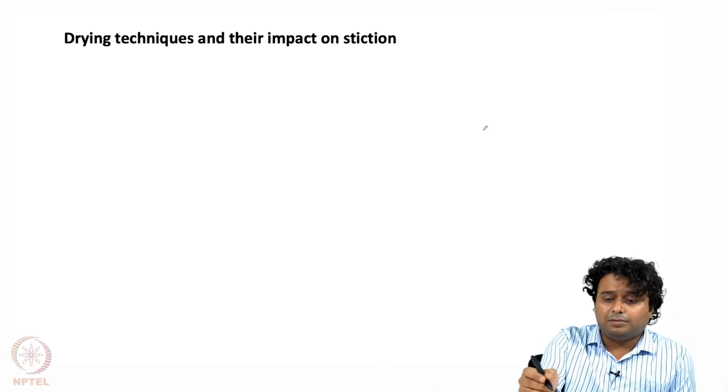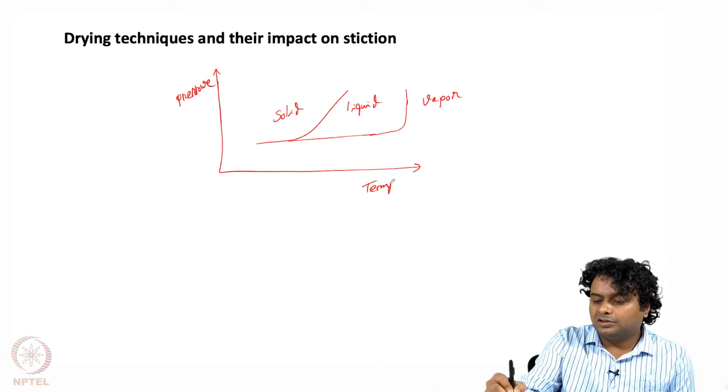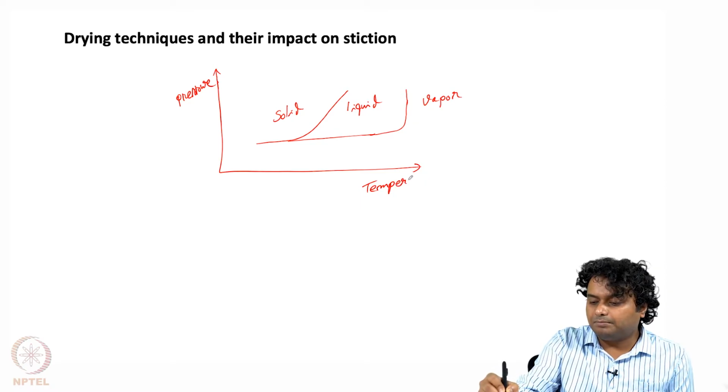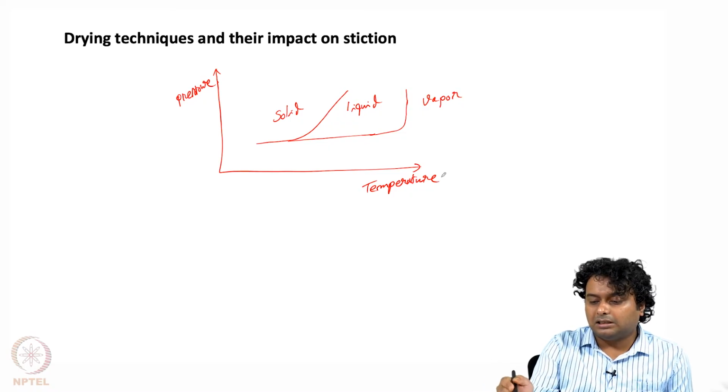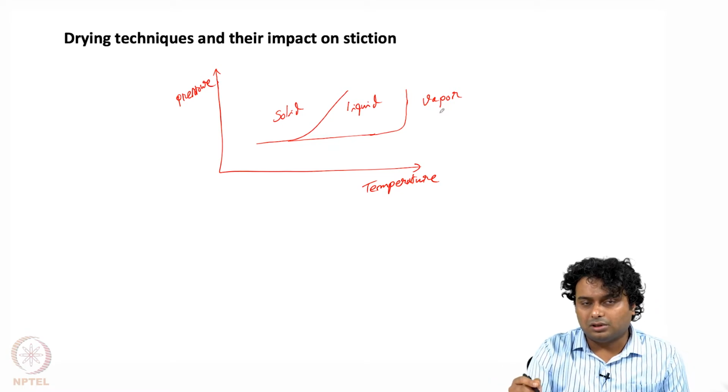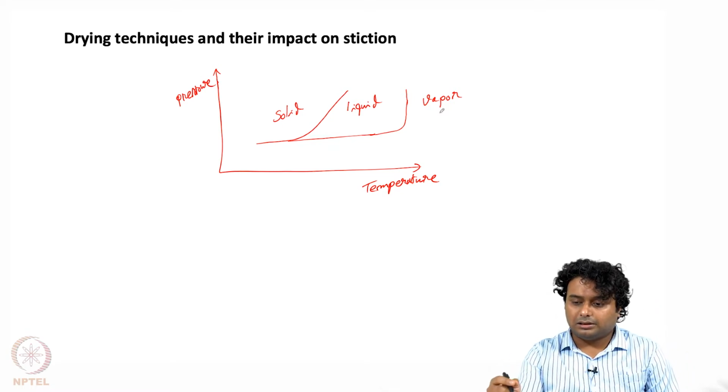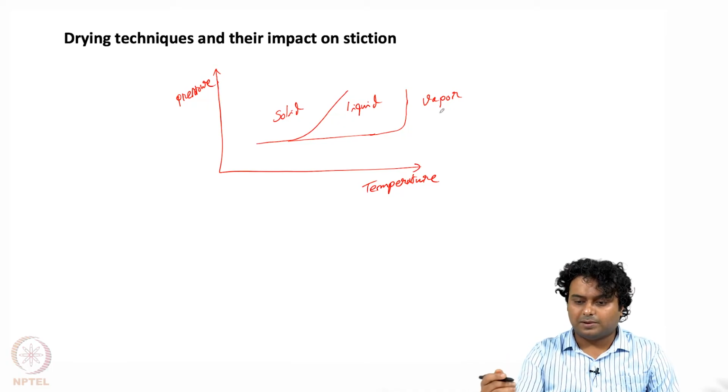Let us talk about different kinds of drying techniques. So this is called a phase diagram. Many of you are already aware of that. There is pressure and temperature, and depending on different pressure and temperature, what will be the phase of the material, like whether it will be in solid phase, liquid phase or vapor phase, right? As you can see, as you increase the temperature, it goes from solid phase to liquid to vapor, and you are familiar with this phenomenon. When you heat up the ice, it becomes water, and then you heat up the water, it becomes vapor.